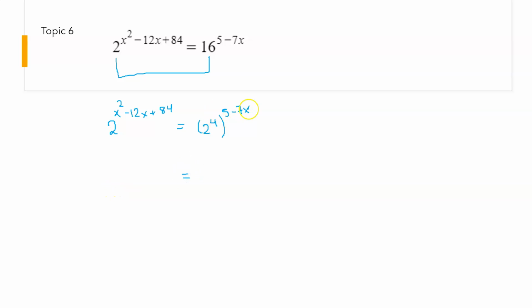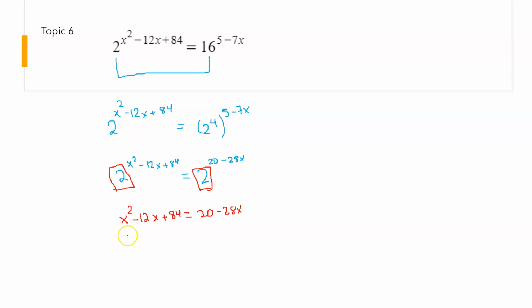Again, as you have a power of a power, we multiply: 4 times 5 is 20, and 4 times 7x is 28x. And on the other side, you have 2 to the x squared minus 12x plus 84. As the bases are the same, the base is 2 and the base is 2, we can say that if you elevate 2 to one exponent and it is exactly the same as 2 to another exponent, we can just equate the exponents: x squared minus 12x plus 84 equals 20 minus 28x.